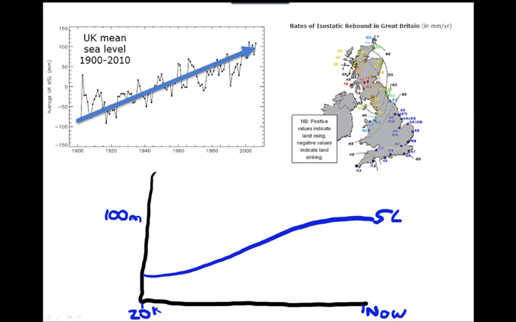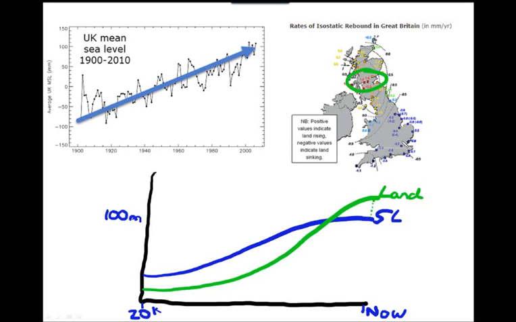Now, what has happened at the same time, or rather perhaps delayed, is that the squashed land, if we imagine this as Scotland, the land has been squashed and it has rebounded. And in some places, particularly in Scotland, it has rebounded above the rising sea. So the land would have appeared to have risen above the sea. So this is the land, this is sea level.